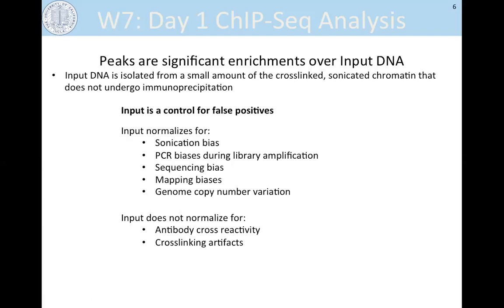It will not be able to normalize for antibody cross-reactivity. So if your antibody is not very specific and it's immunoprecipitating other factors, giving you false positives, the input will not be able to normalize for that. And also cross-linking artifacts. So if your protein is cross-linking to sites that it's not specifically bound to, there's no way to normalize for that from your input.